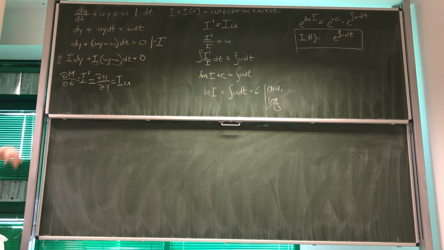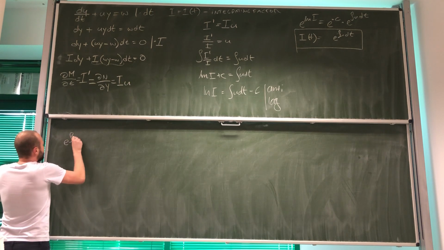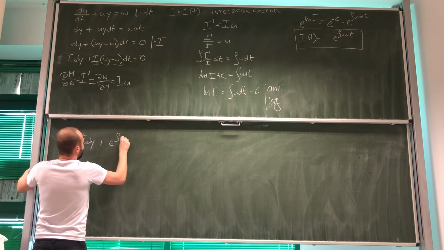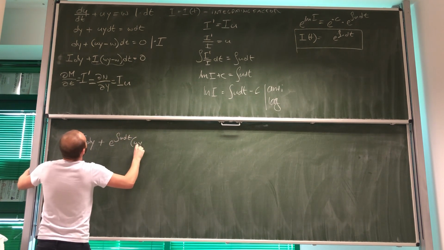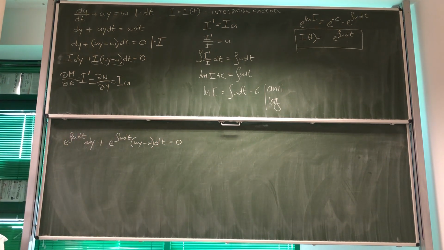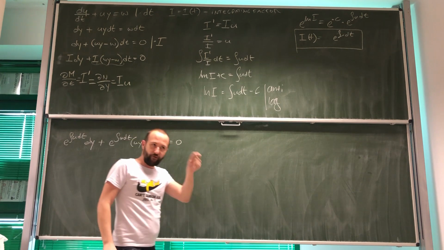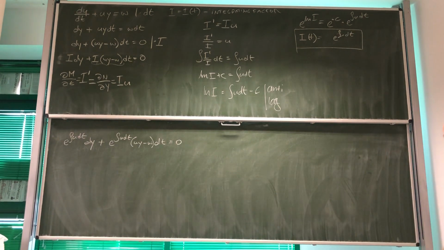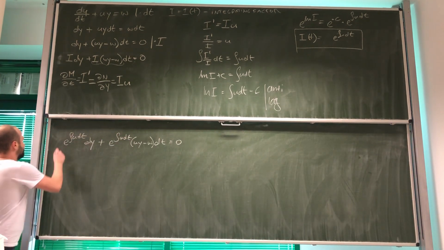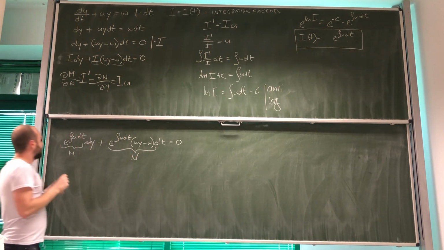Okay, but now let's go back to our equation that we had. So let's substitute the integrating factor over here. So we've got e to the power integral u dt dy plus e to the power integral of u dt times uy minus w dt z. Look, the only thing I want you to remember at this point is that u and w are both functions of time, but neither of them contains y. This is important. Okay, so look, our M is this. Our N is this.